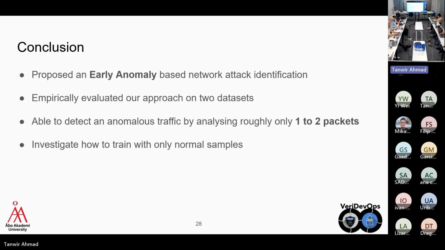So in conclusion, we propose an early anomaly intrusion detection approach. We evaluated on 2 data sets, and we were able to detect the anomalous traffic by looking at 1 to 2 packets. And in our future work, or the work I'm doing right now, we are looking at whether it's possible to train this anomaly detection with only normal samples. So in case you have no anomalous samples, would it be able to get good results with that also. And I think that's it.